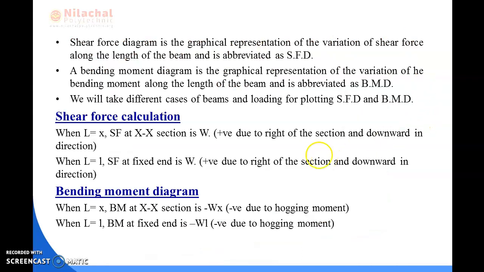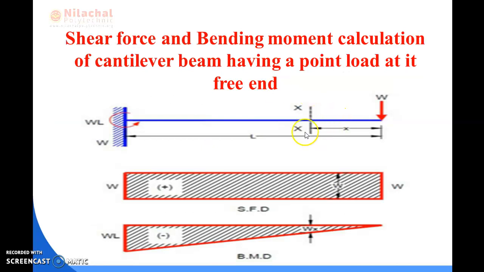So your shear force calculation is completed. According to the shear force, we have to draw the shear force diagram. As we found out, the shear force is W at the XX section, that means here, and again W here. So it is linear in nature. That's why we got a point of the shear force here and again at the fixed support here.